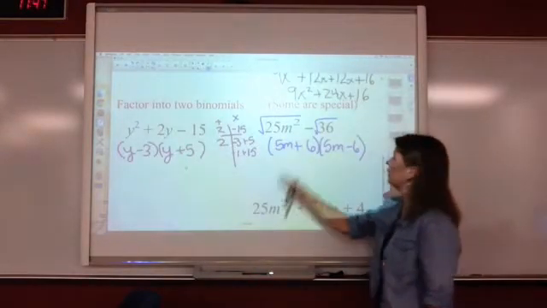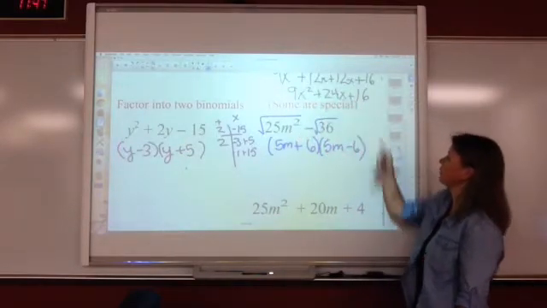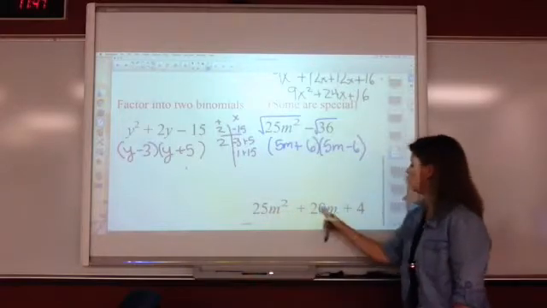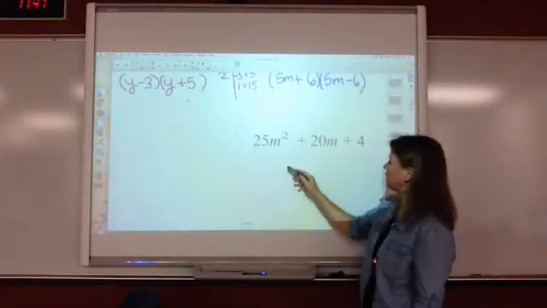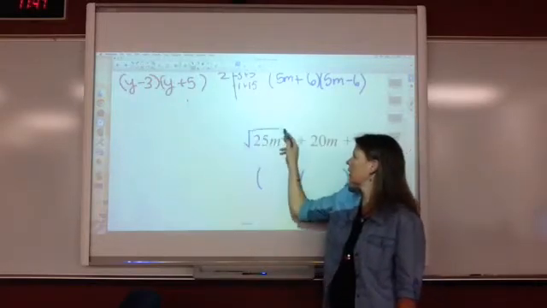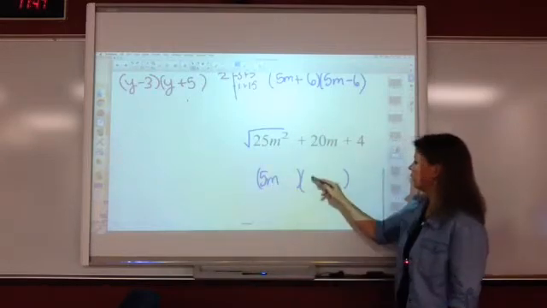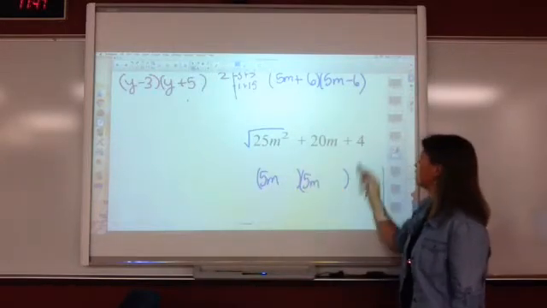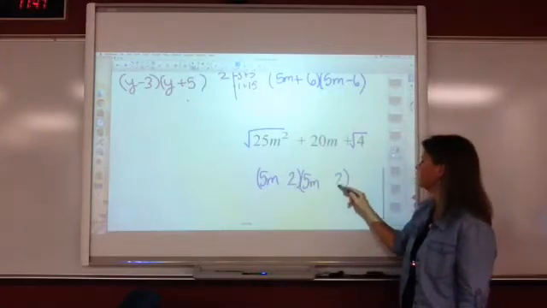The other special is like the trinomial that we finished here, 9x squared plus 24x plus 16. You can't use a chart on this one either because of the 25m squared. Special polynomials: square root the front number. Square root of 25m squared is 5m times 5m. Square root the back number. The square root of 4 is 2.